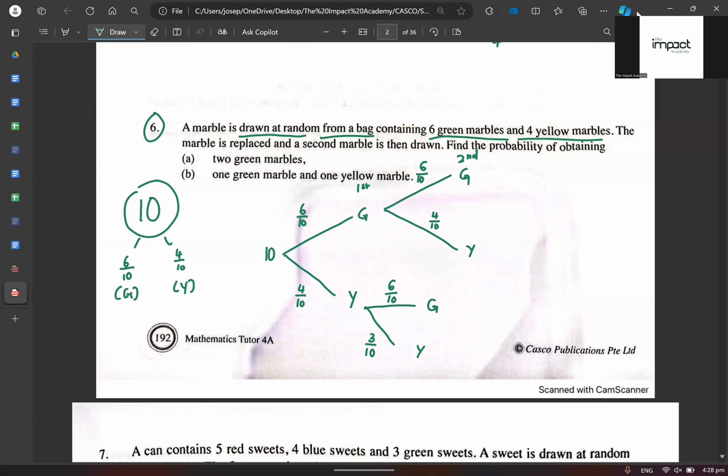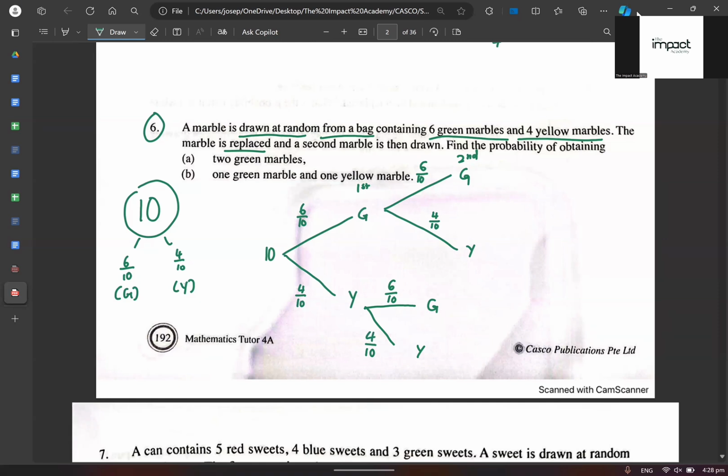How? Because you put it back, ma. The marble is replaced. What is the meaning of replace? What I take, what I put. You understand what I'm saying? I take 6/10, right? So I should have 5/10, but because I put it back, it becomes 6/10 again. You must understand that the total must be 10/10. Can you understand? No change to the fractions at all.